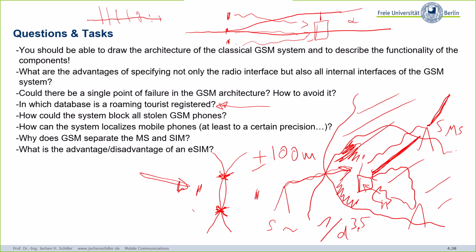Okay, so we have to go on. I know there are so many things, but maybe we will have some more time.